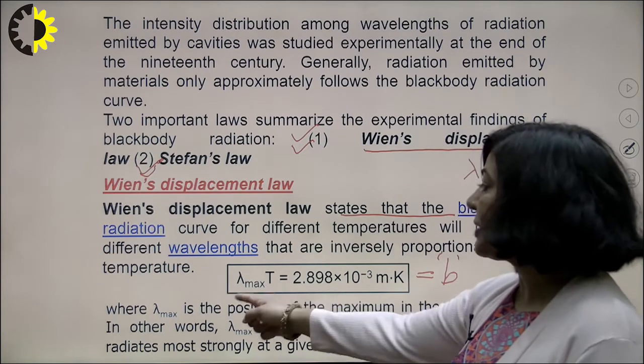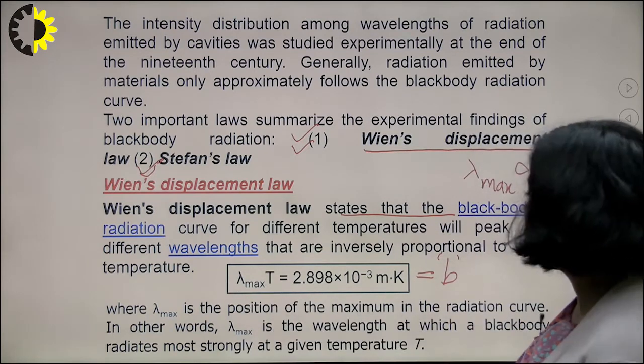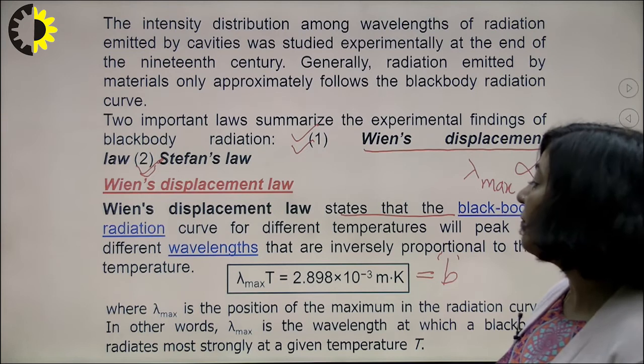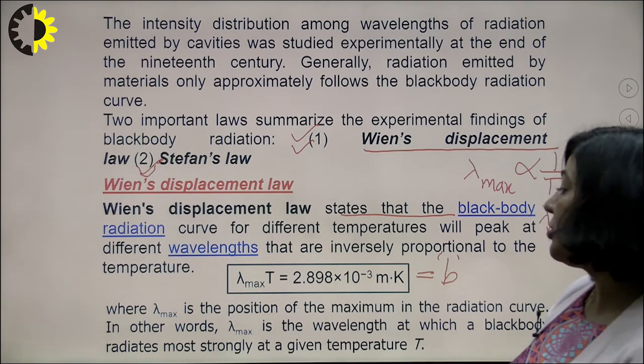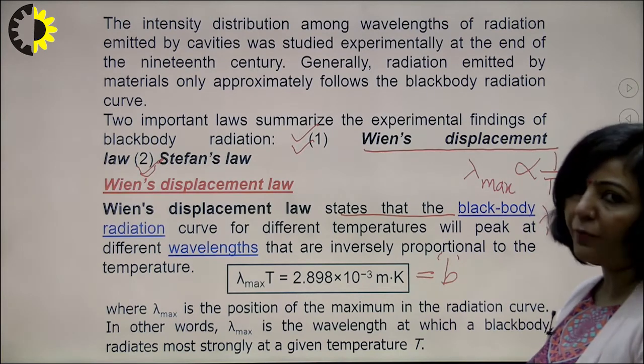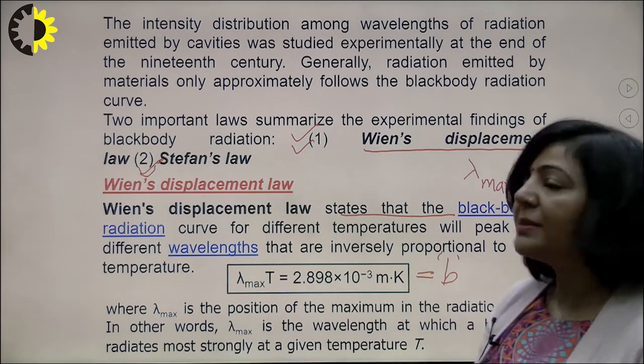In this case, lambda max is the position of maximum in the radiation curve. In other words, lambda max is the wavelength at which black body radiation radiates most strongly at a given temperature. I hope it is clear. So, this is your Wien's displacement law.